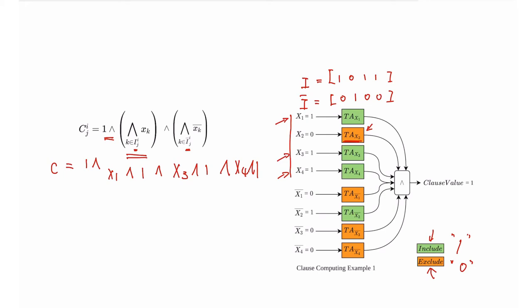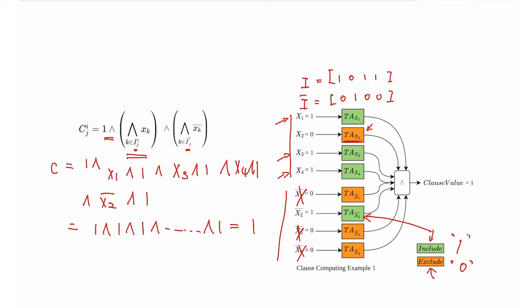And we can also produce the same for the negated literals. In this case, the only negated literal being included is x2 bar. So everything else will be ignored, right? So we will only AND x2 bar and also the action 1. So the result will be 1 AND 1 AND 1 AND 1 AND 1, so the result will be 1. Because x1, x3, x4 are 1, 1, 1, and x2 bar is also 1, so everything will be 1. So this is pretty easy, right?